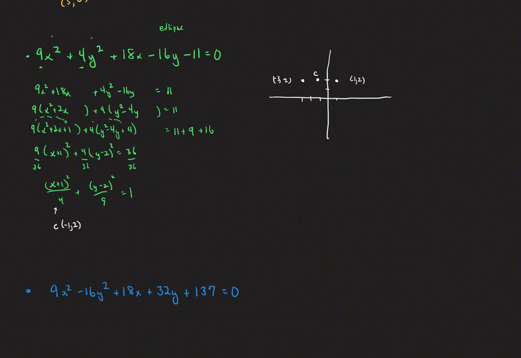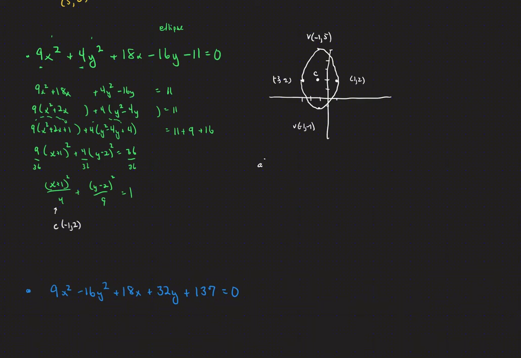And then in the y direction, we're going to go up and down 3. And so these will now be vertices. So that upper vertex will be at negative 1, comma 5, and the lower one will be at negative 1, negative 1. Try to draw the best ellipse that we can.